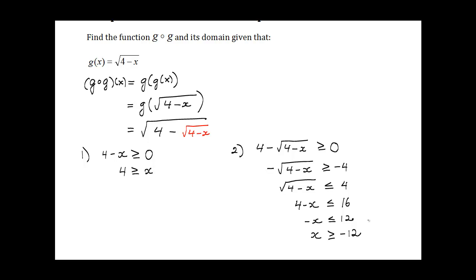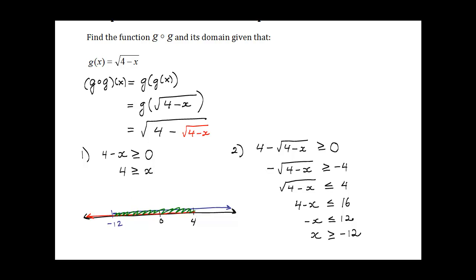So we have two restrictions here, and on the number line it will look like this. So the first restriction allows x to be anywhere along this line here. The second restriction says if this is negative 12, x has to be greater than negative 12. So this is the second restriction. So these are our overlapping areas here.